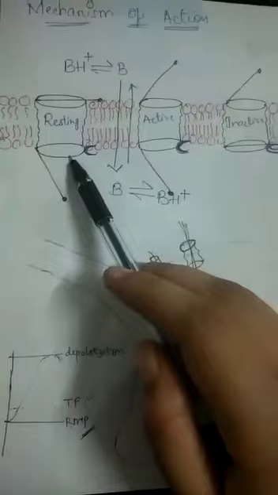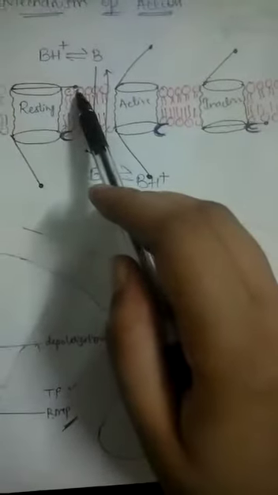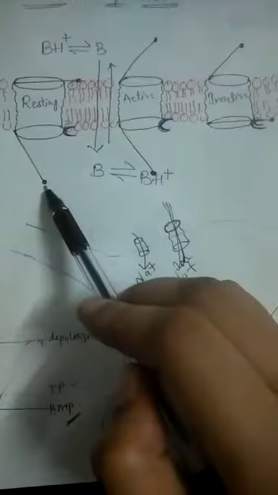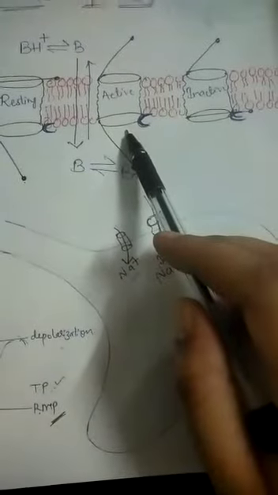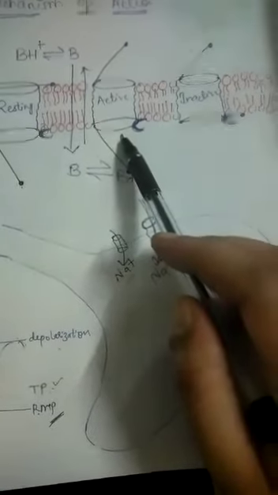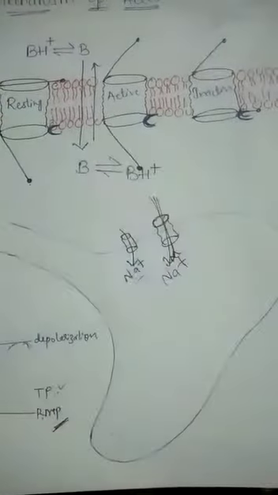In the resting condition of this voltage gated sodium channel, the activation gate will be closed and the inactivation gate will be open. Once this neuron achieves a threshold potential, it will cause activation of this voltage gated sodium channel. Active state means both the activation as well as the inactivation gate will be open.